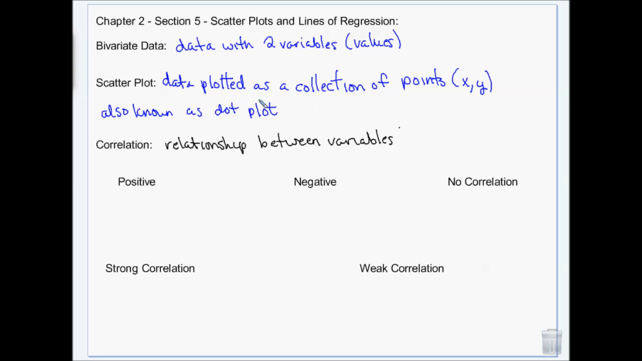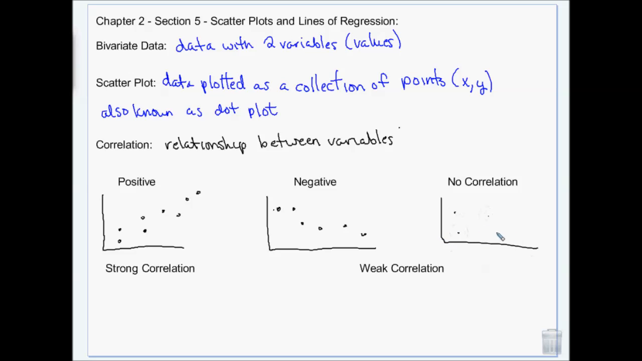A scatterplot is a graph of the data plotted as a collection of points. So you take the two variables and plot them together. A correlation is the relationship between the variables. If you have a positive correlation, the dots look like they're moving upwards. If you have a negative correlation, the dots look like they're moving downwards. And if you have no correlation, the dots are just wherever.